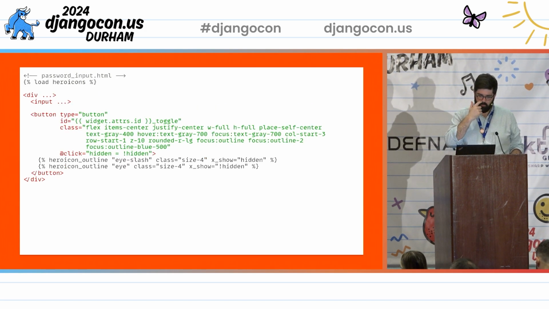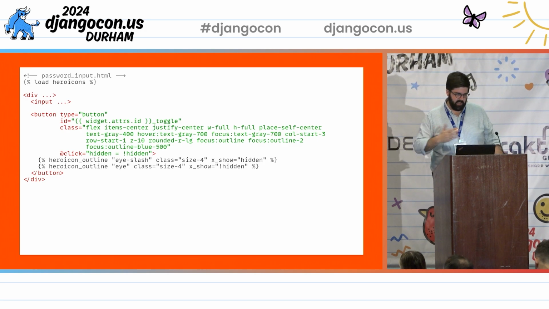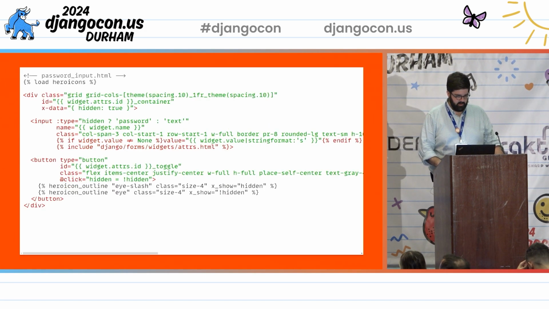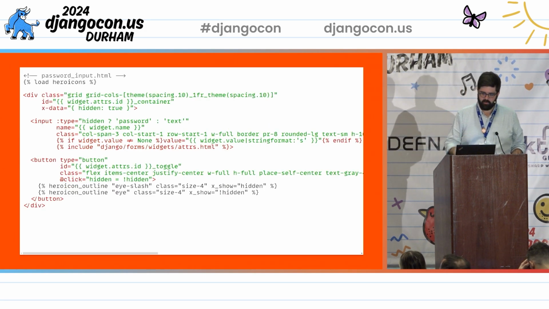And then we're going to add our button on the edge. And we're going to say when we click it, we're going to toggle between the two different states, hidden or not hidden. We're going to use Adam Johnson's excellent Heroicons template library, icon library. And depending on whether it's hidden or not, we're going to show an eye with a slash to it or just the open eye. And that x-show is doing that right there. And so that's kind of how it all looks put together.